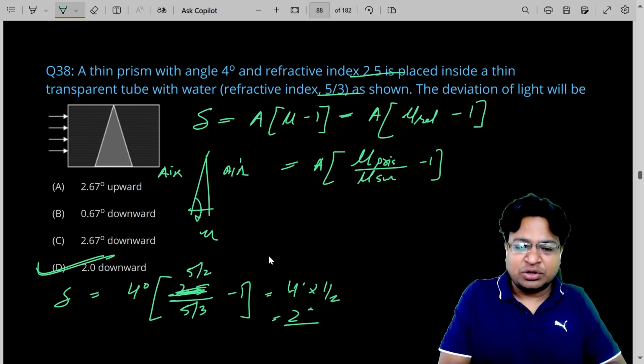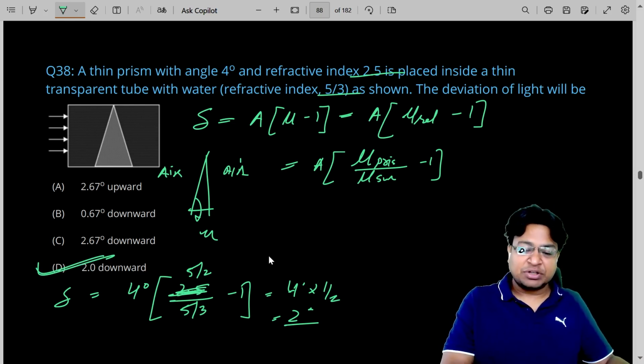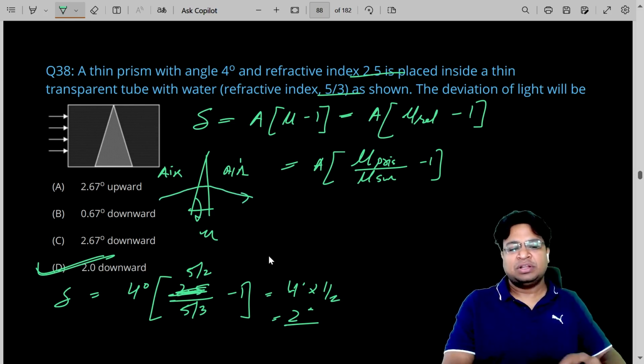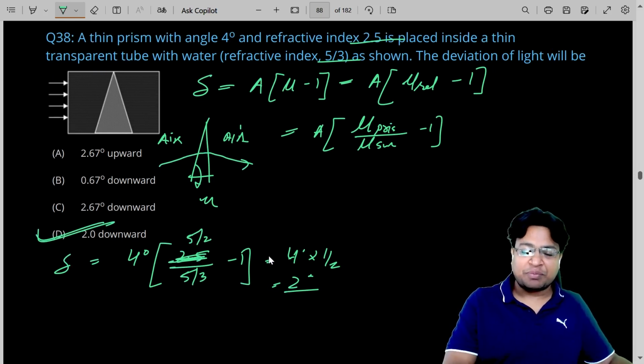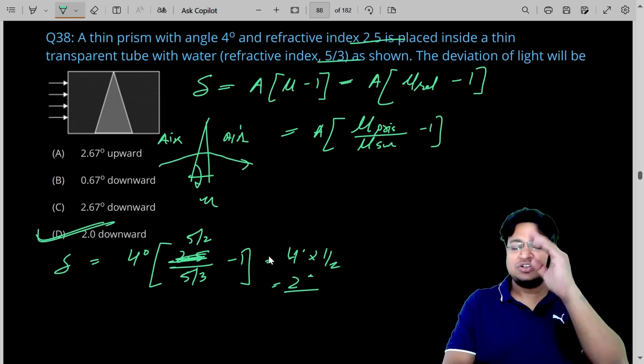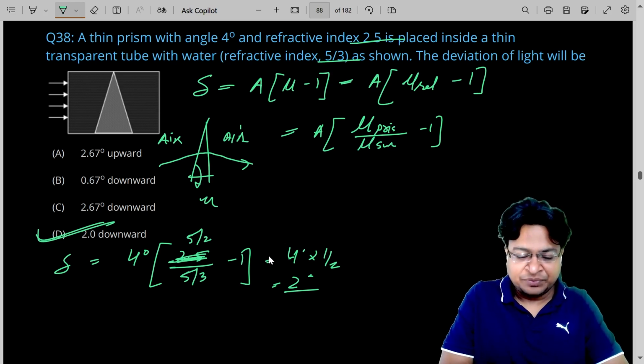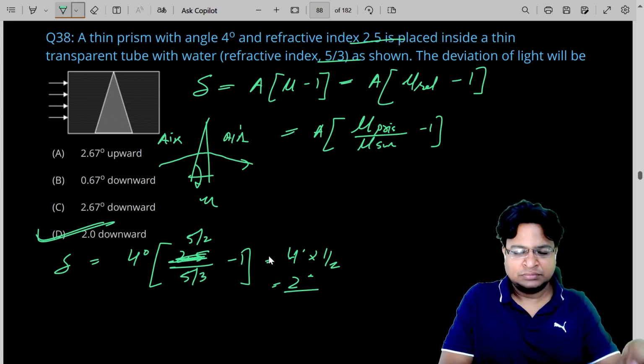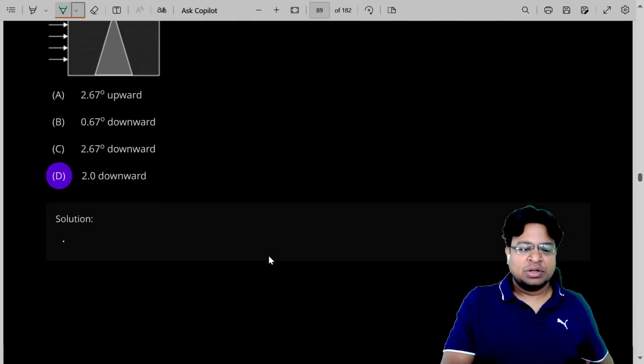So I did not worry about down or up. But we are getting a positive value here, and this formula actually indicates a deviation in the downward direction. So therefore, I went with downward. In case we would have got a negative number, then I would have assumed that it was deviating in the upward direction. I hope that is clear to everyone. We will now move to the next question.